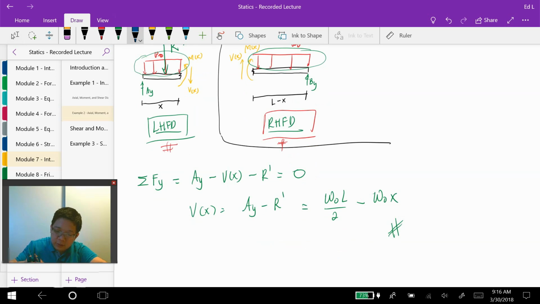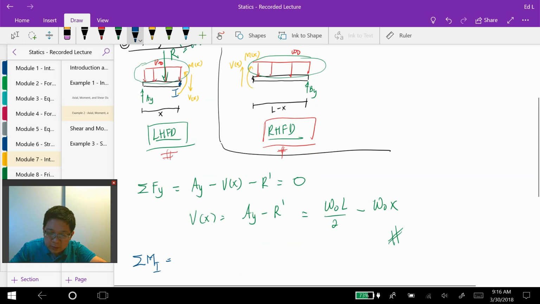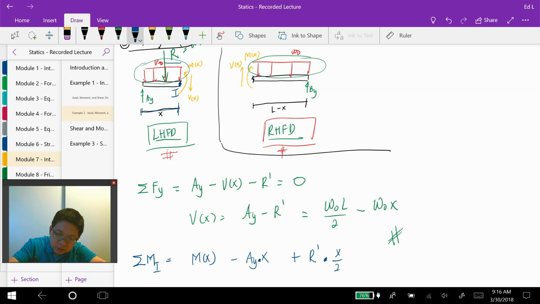And then I can calculate the sum of the moment at the point of the cut. Let's call that point 1. Sum of moment at 1 is equal to Mx, and then minus Ay times x, because this is the distance, and then plus R prime times x over 2, because the distance over here is x over 2.